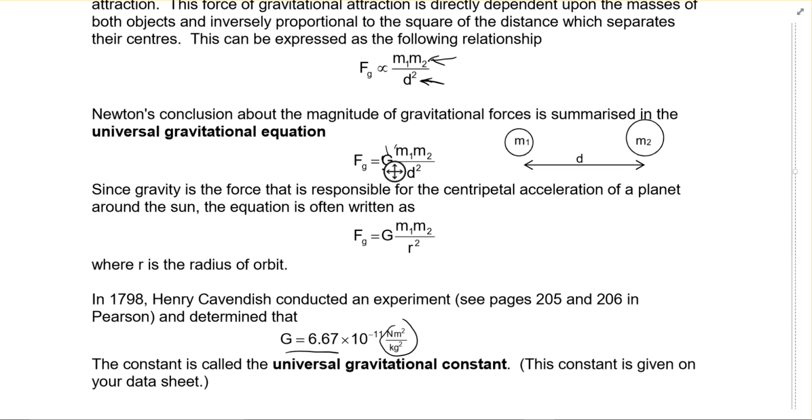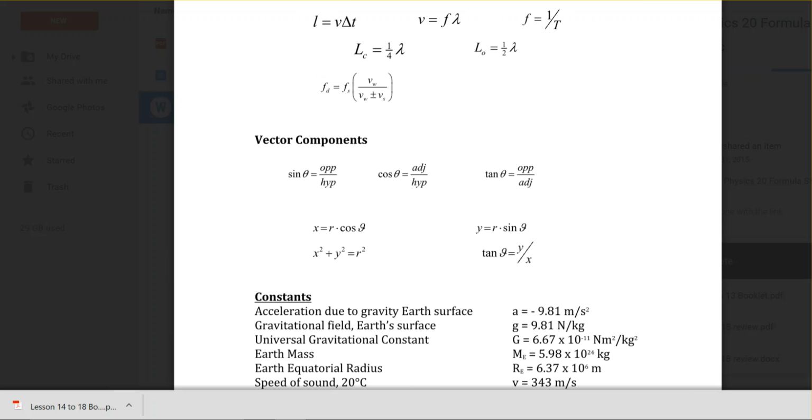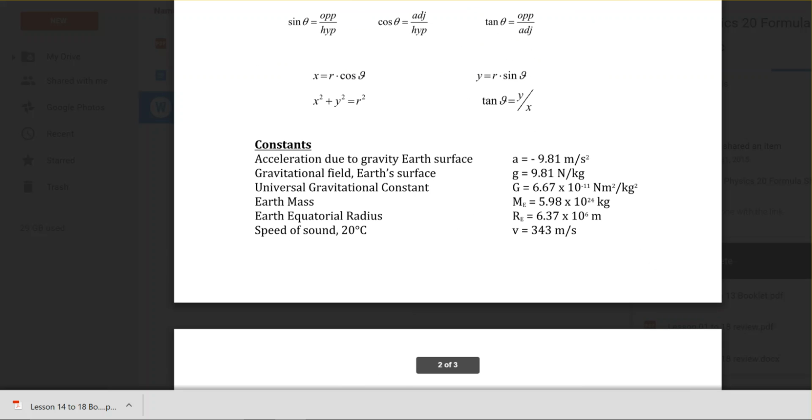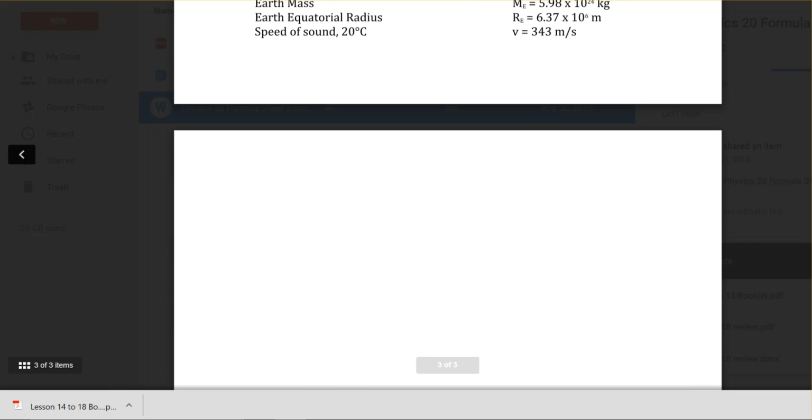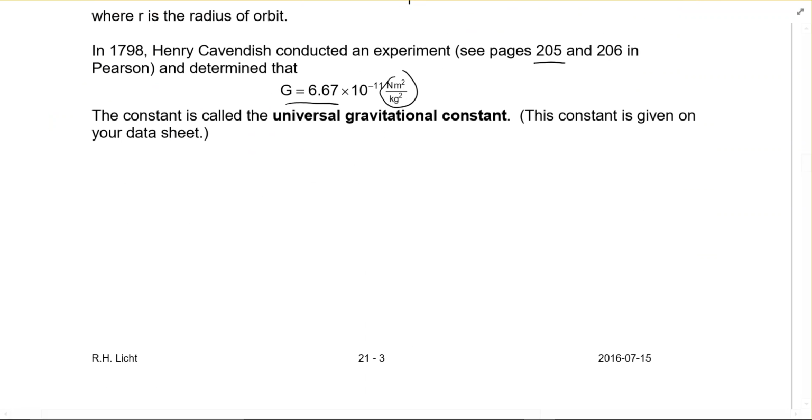So, in order to figure out that number, Newton didn't just come up with that. There was a guy named Henry Cavendish. He conducted an experiment, and you guys can look at the experiment on pages 205 and 206 in Pearson. This constant, just so you know, is on your formula sheet, on this side. So universal gravitational constant, that's big G, 6.67 times 10 to the negative 11. And you're also going to need the mass of the Earth and the Earth's radius and that kind of stuff now. So keep track of that.